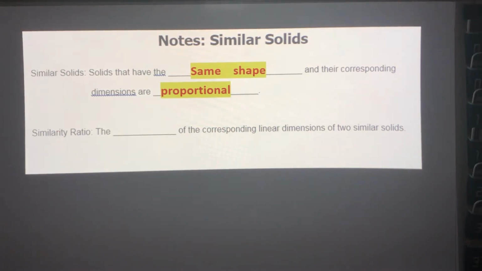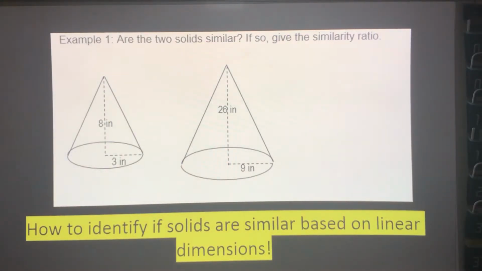One topic that will come up quite a bit in today's lesson is this idea of similarity ratio. This is going to be the ratio of the corresponding linear dimensions of two solids. So a linear dimension would be a radius or a height or that type of dimension. All right, so in this example, we're going to go through how to identify if solids are similar based on linear dimensions. There are two ways we're going to identify similarity. One is by linear dimensions and one will be by volume, which we'll talk about in a few minutes. So are these two things similar? If they are, they'll have the same similarity ratio.